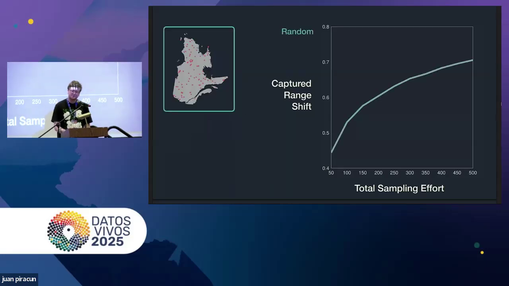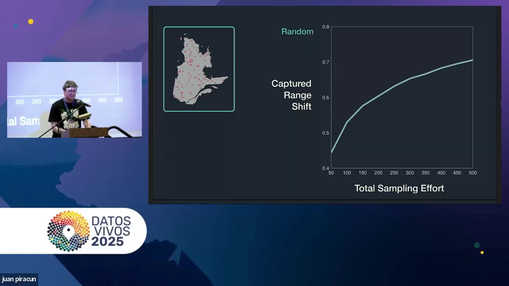So we start with random samples, and you see you actually don't do too bad. Even with 100 samples across all time points, you get over half the captured range shift on average. And this starts to asymptote around 0.7. So that's pretty good, considering this is the simplest, most naive form of sampling. But we want to know, can we do better than this?